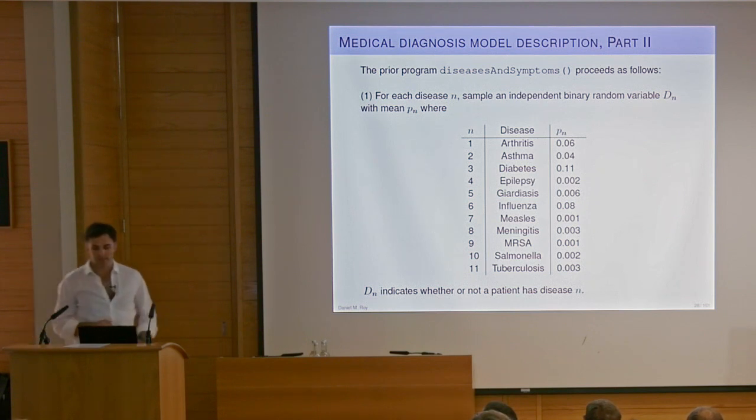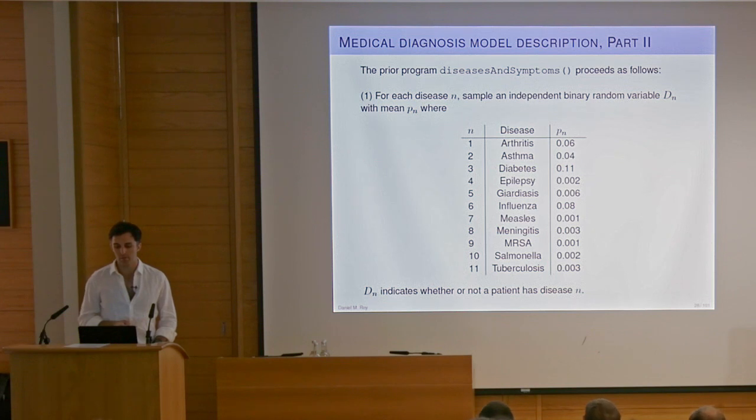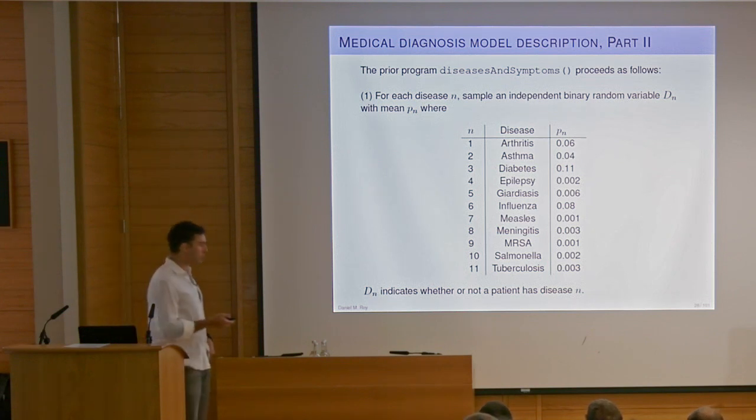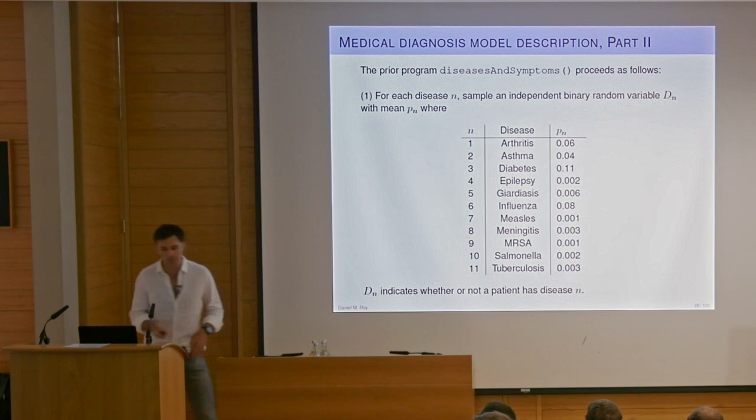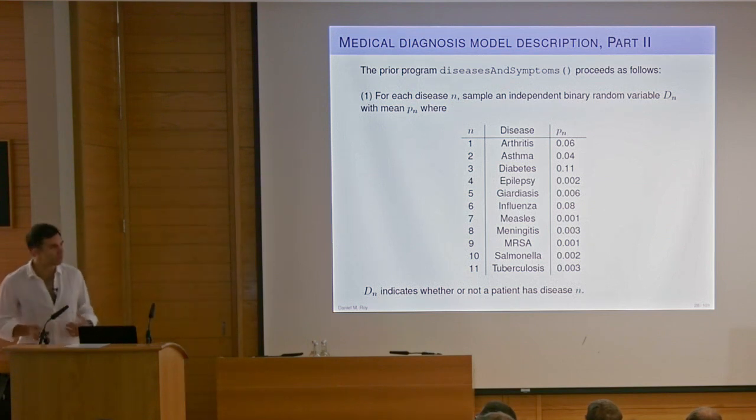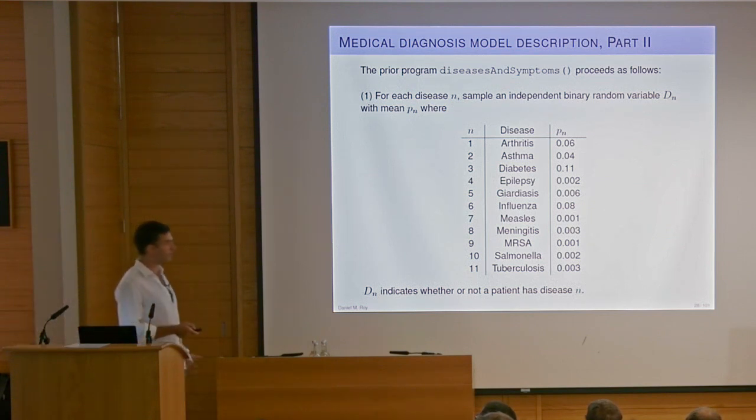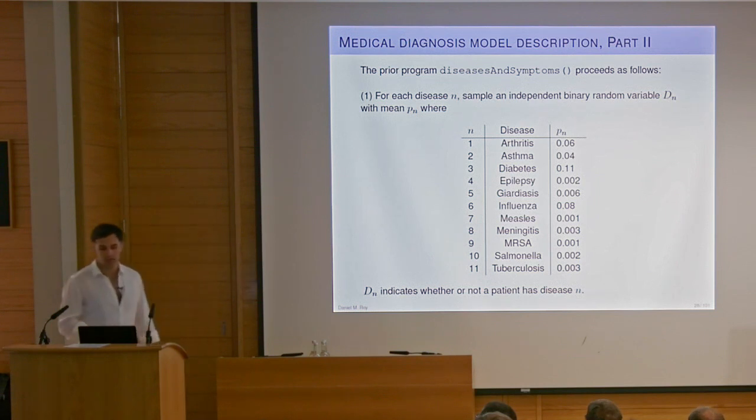So how might this diseases and symptoms procedure proceed? This is an attempt, and I've chosen these particular ways of proceeding so that the structure of the distribution is going to allow us to perform some calculations later. But it's worth considering how you would make this better, and it's not hard to imagine ways.